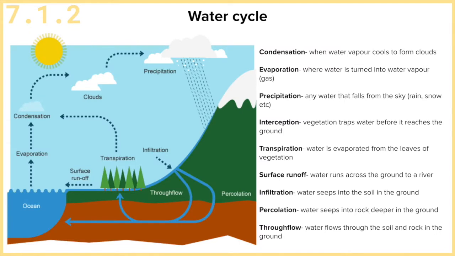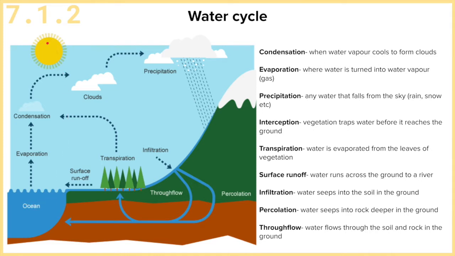The water cycle is looking at the process that water goes through to get from the ground into the sky and then back to the ground again. And there are a lot of different routes that it can take. Let's start off by looking at where our biggest source of water comes from. We have the oceans or the seas.